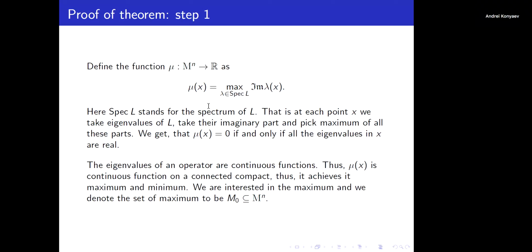Well, let's look at the eigenvalue. That is why we will need a couple of stages of preparation, because we want to have a good set. So we start with the set M0. This is exactly the set where the mu function achieves its maximum, right? It means that on this set, among all the eigenvalues, the non-real eigenvalues have the maximum imaginary part.